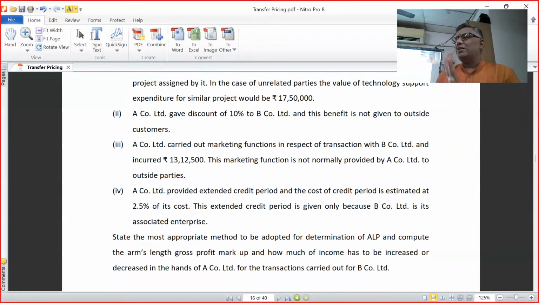92BA defines what is domestic transfer pricing. Otherwise, the methodologies are the same for everyone. 92BA.